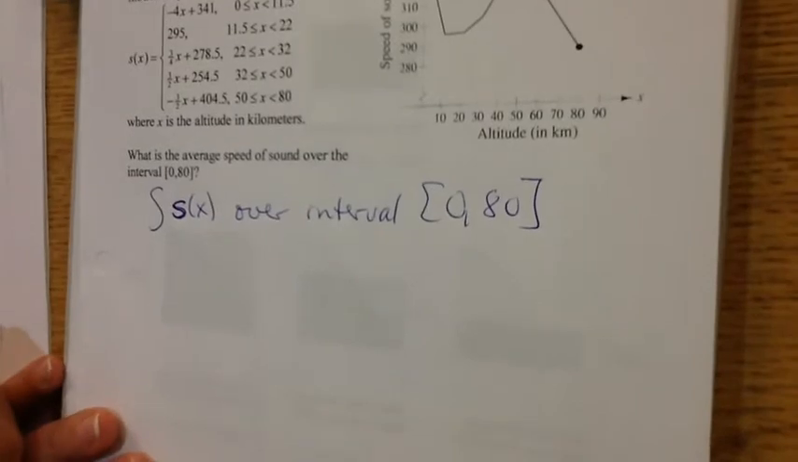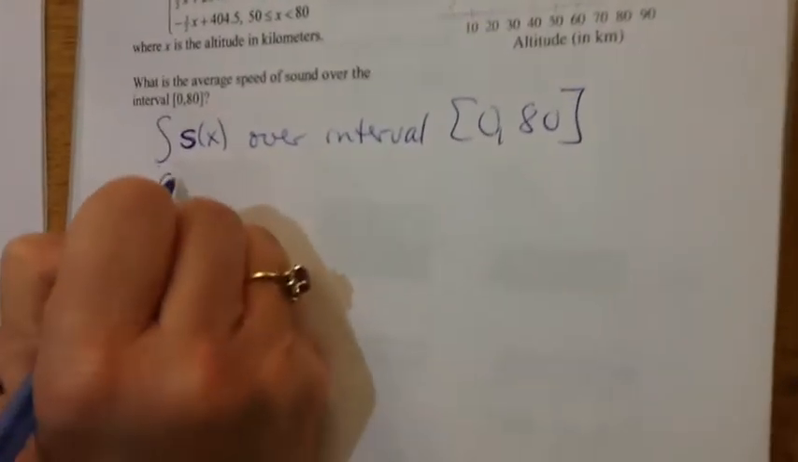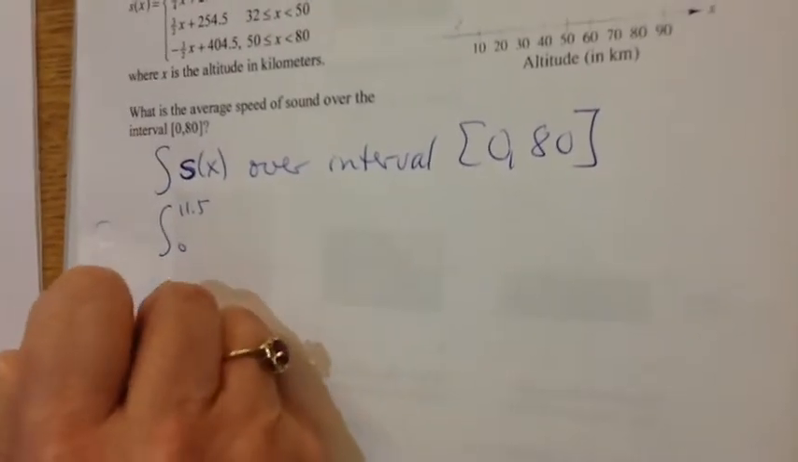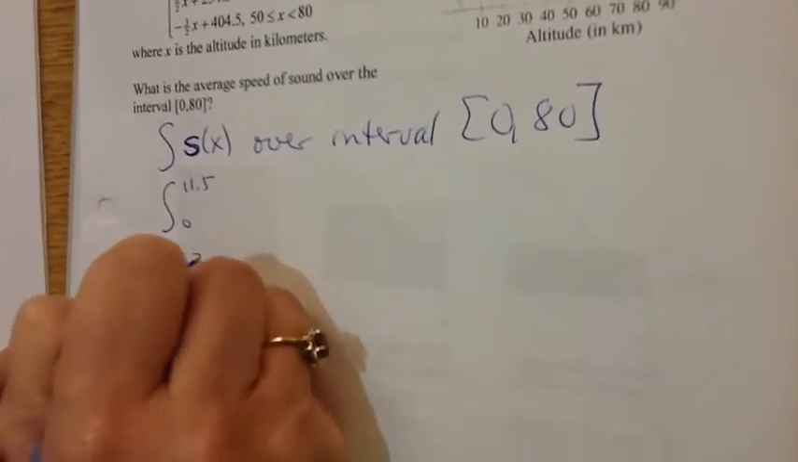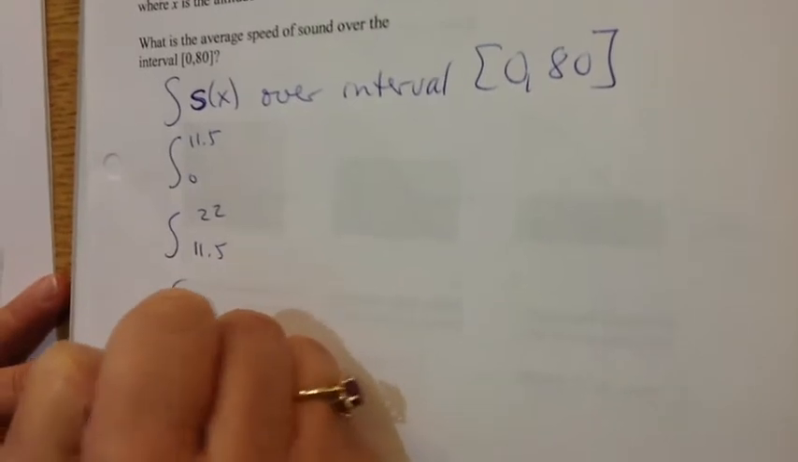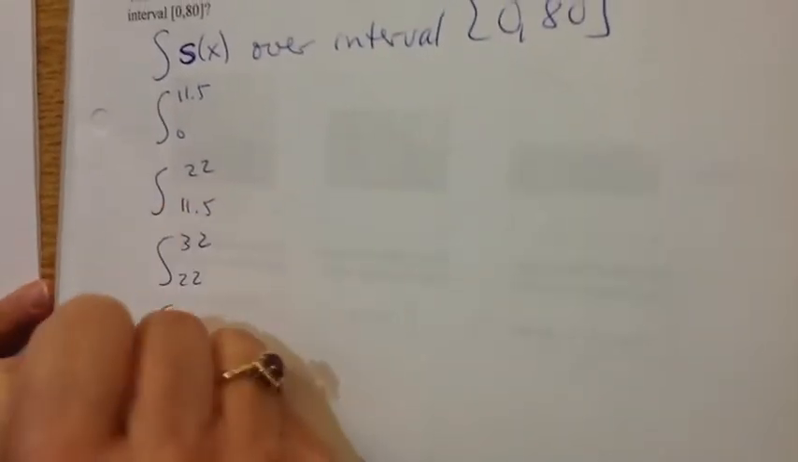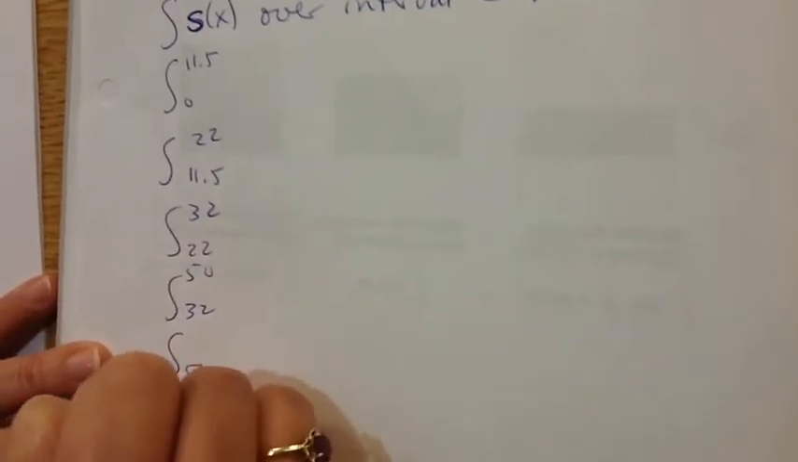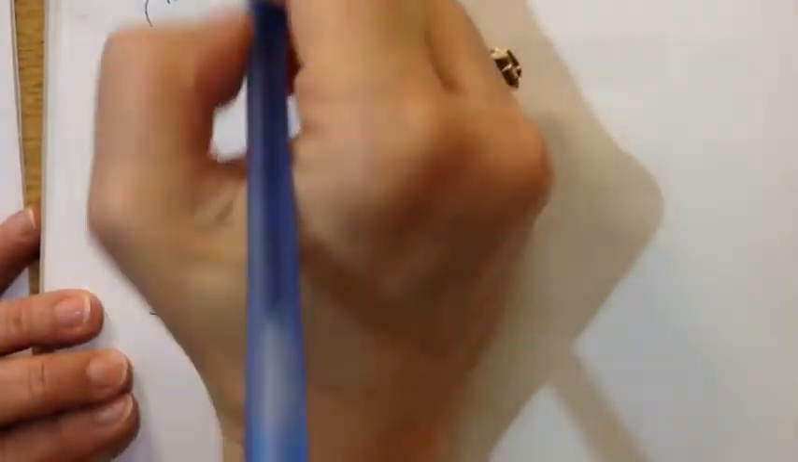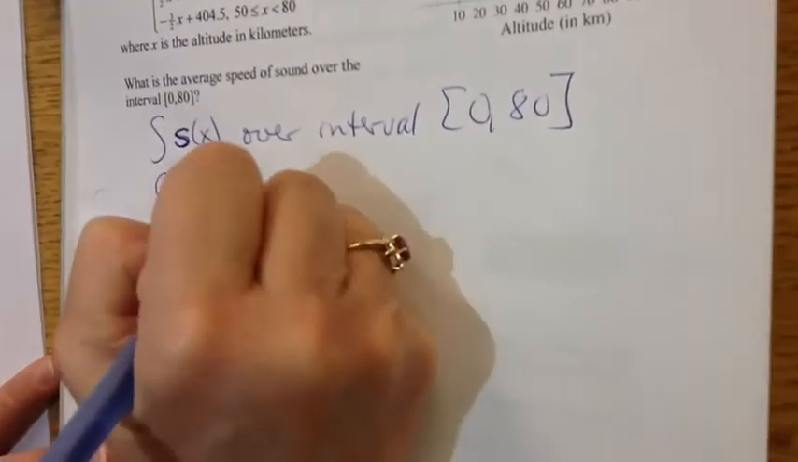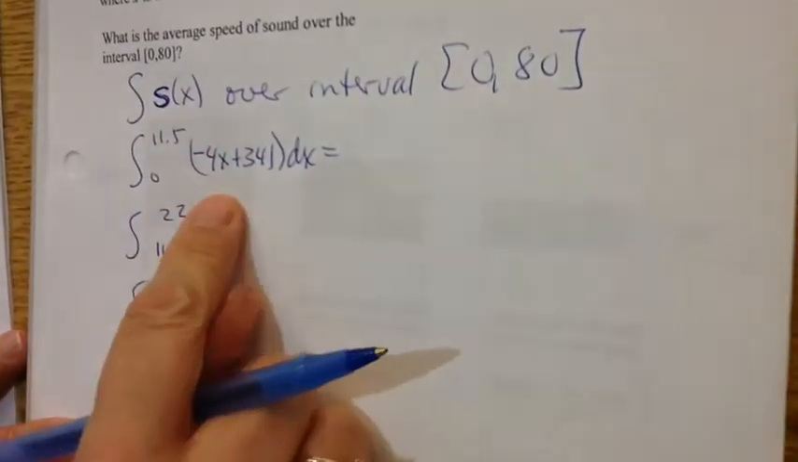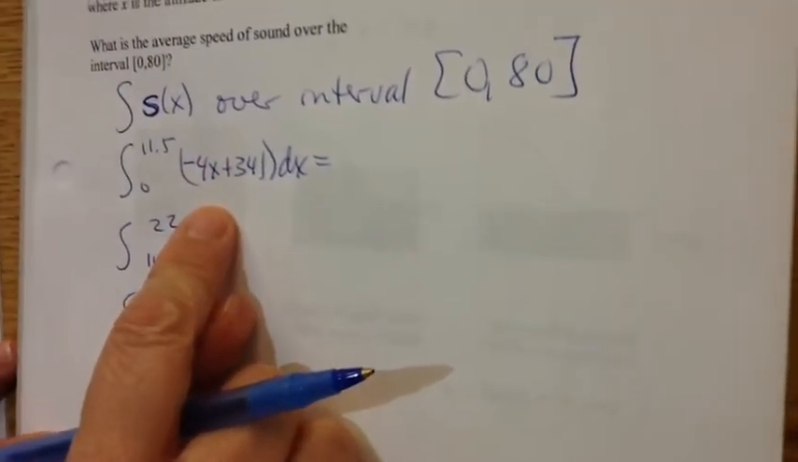So you have to take it in pieces. You have to go from 0 to 11.5, find that one, and then from 11.5 to 22, and 22 to 32, and 32 to 50, and 50 to 80. And you're going to take the first function. None of the derivatives are difficult. Now you could actually put this in your calculator.